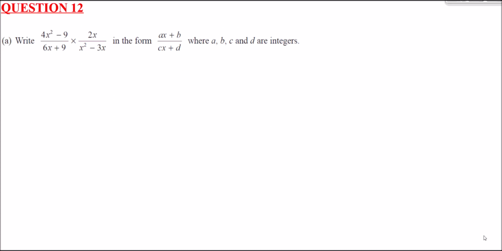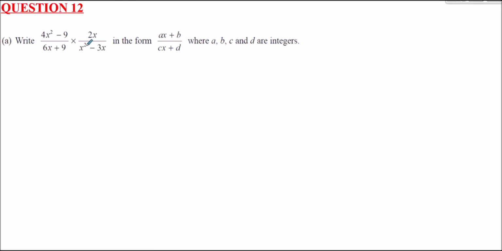Question 12. So we've got an algebraic fraction multiplied by another algebraic fraction. We need to show that this fraction multiplied by that one can be written in the form ax plus b over cx plus d, where a, b, c, d are integers to be found. So this isn't actually as bad as it might seem.